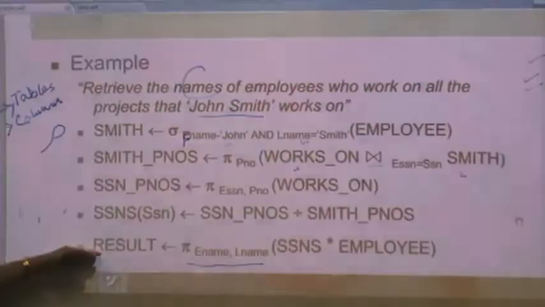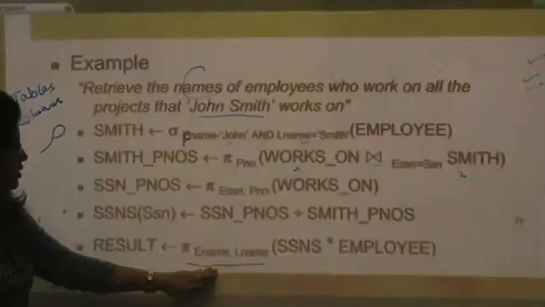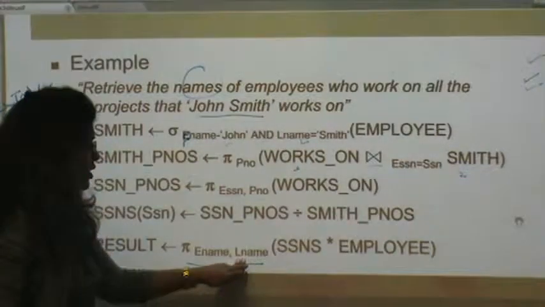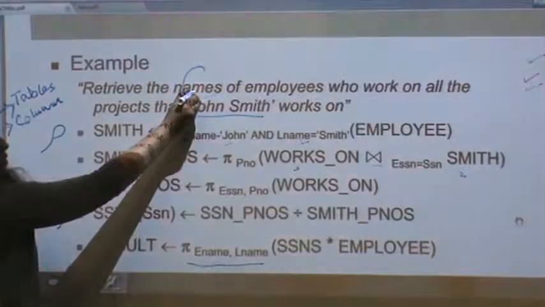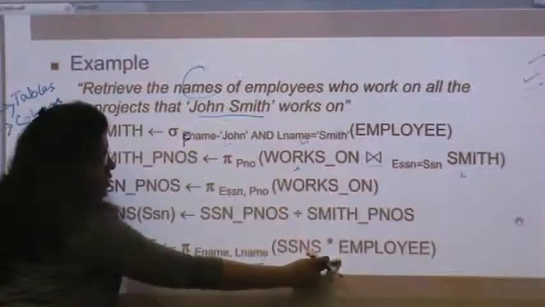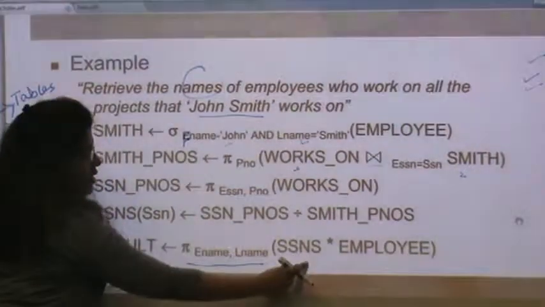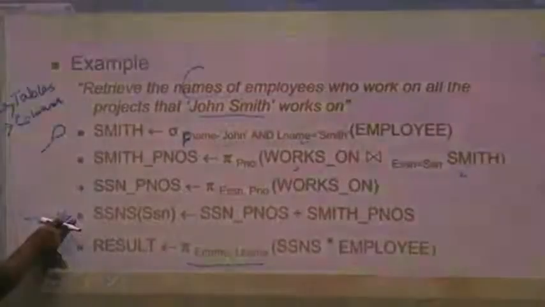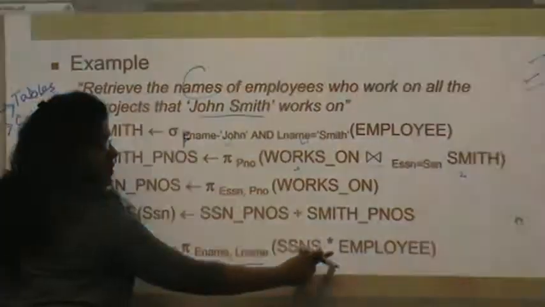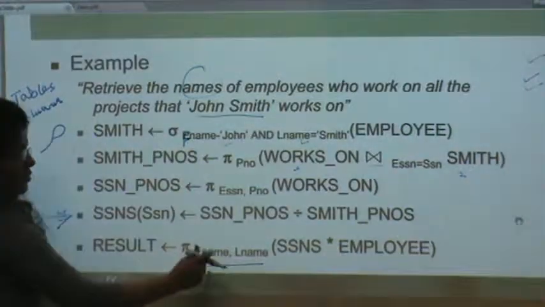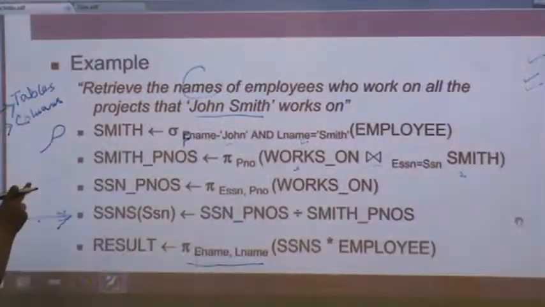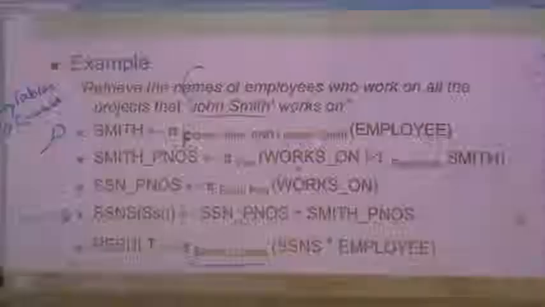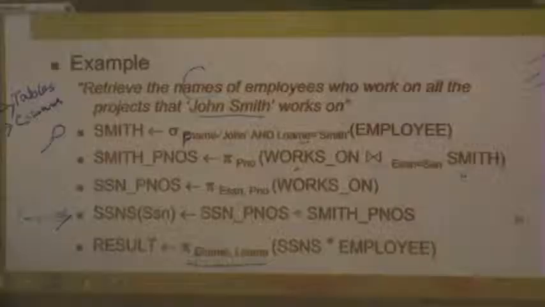Then finally, if I do the project from this employee, because here I have only the SSN, right? So still I need the name. So for name, I need to go back to the employee and cross with employee the SSN S, which is John Smith's SSN. So if I do that, then I will return only the first name and last name of those who work on all the projects. So retrieve names who work on all the projects that John Smith works on. I hope it's clear.